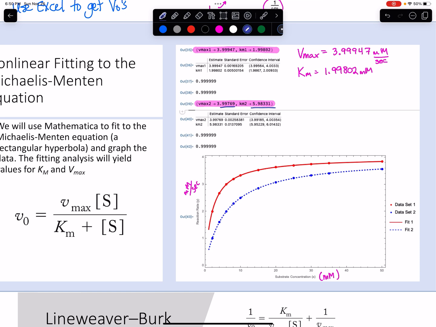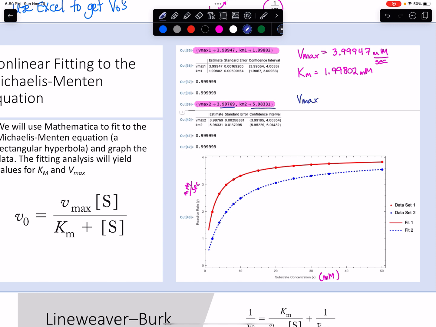So for curve number 2, my Vmax, I'm going to round both of these, so I'm going to say 4.0 millimolar per second, and my Km is 6.0 millimolar. Okay, and I'm going to round these again just to make the numbers easier to talk about. So we've got 4.0, and this is 2.0 millimolar.